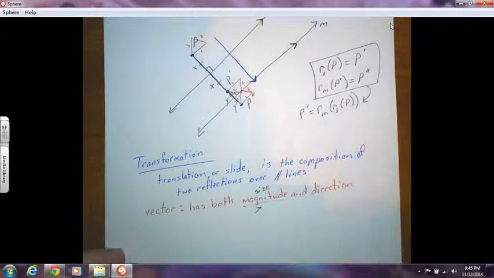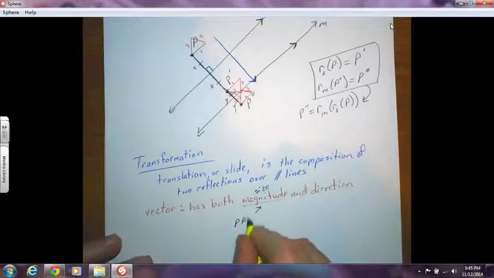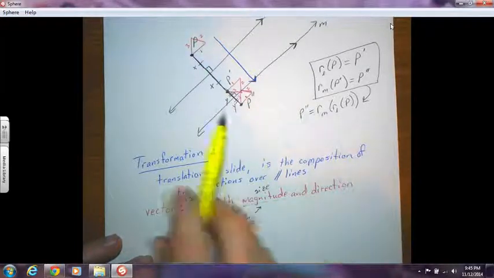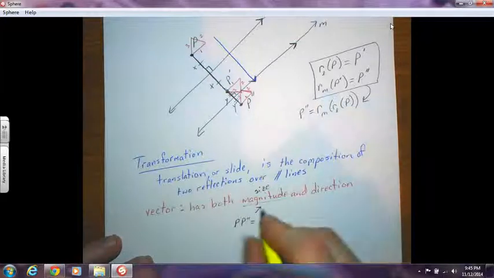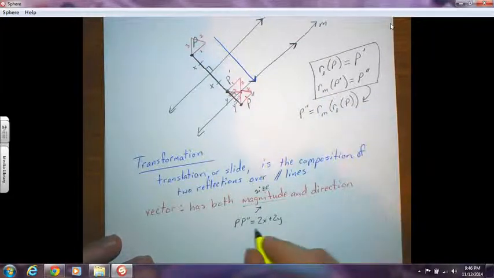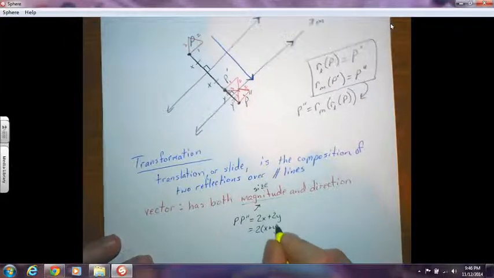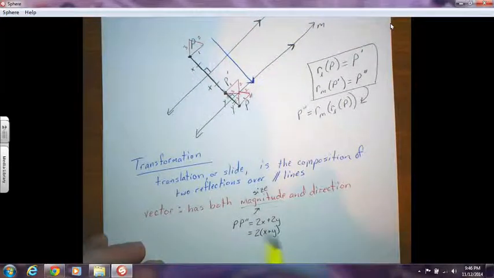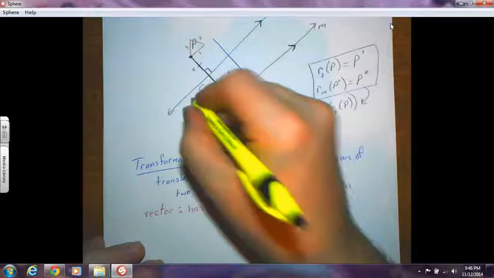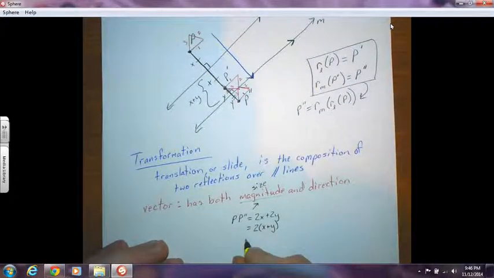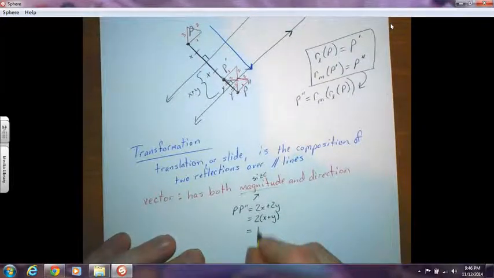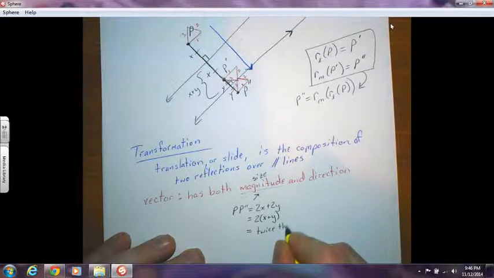for our translation by doing the two reflections, to get the magnitude, we can look at the distance from P to P double prime. So I want to look at the distance from P to P double prime, which, if you look up here, happens to be x plus x plus y plus y. So it's 2x plus 2y, or 2 times (x plus y). And the other thing to notice is that x plus y just happens to be the distance between lines L and M. Not a coincidence. So this magnitude or this distance is really twice the distance between those parallel lines.